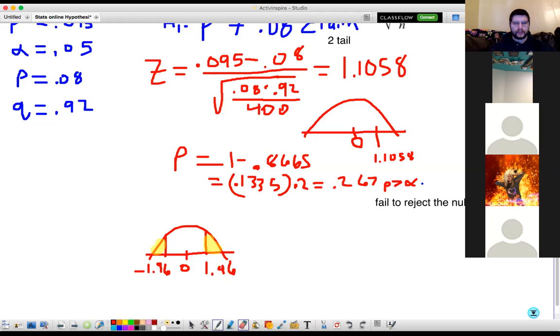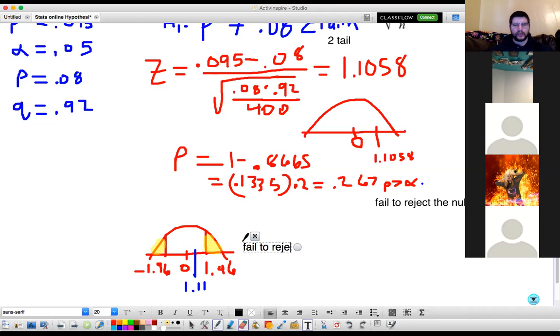Plot our test statistic, 1.11. That's right here, outside of the rejection region. So again, we're going to fail to reject the null. We get our critical values using inverse norm or the chart, your choice. For a two-tail, chop alpha in half.